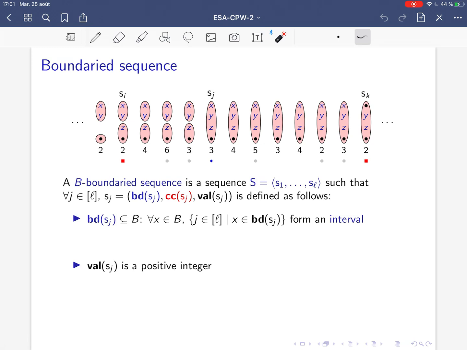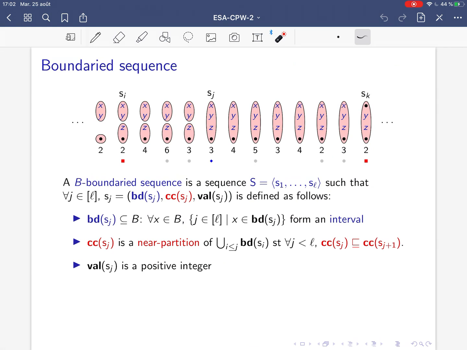So a B-boundary sequence is a sequence S_1 to S_l of triples, and each triple is formed by the first component, the boundary of S_j, which is a subset of the boundary set, with the property that for every x belonging to the boundary, the indexes of the triples containing that element x in their boundary form an interval. The third component, val, is just a positive integer.